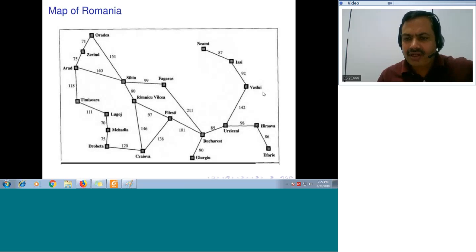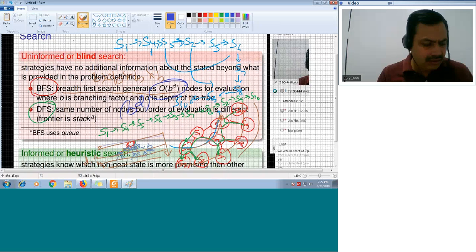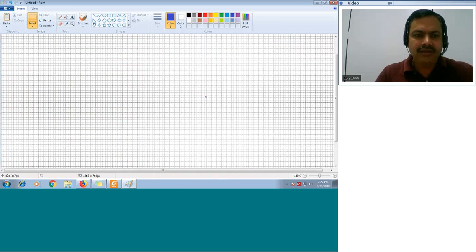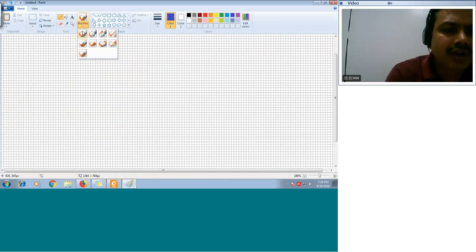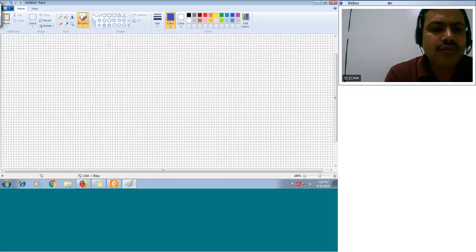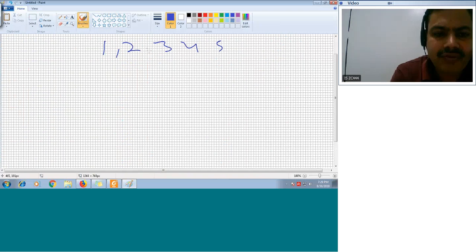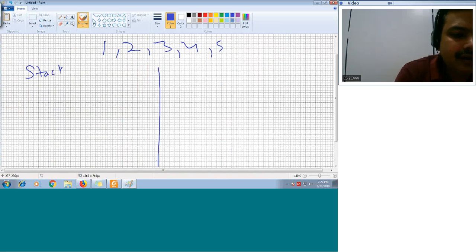There is a question: how will stack and queue make a difference in the logic? This is actually a very basic question. Just see what is going to happen. I'm just going to give a very crude example. Let's assume that you are going to put 1, 2, 3, 4, 5 into a stack and take out these numbers. So, stack.